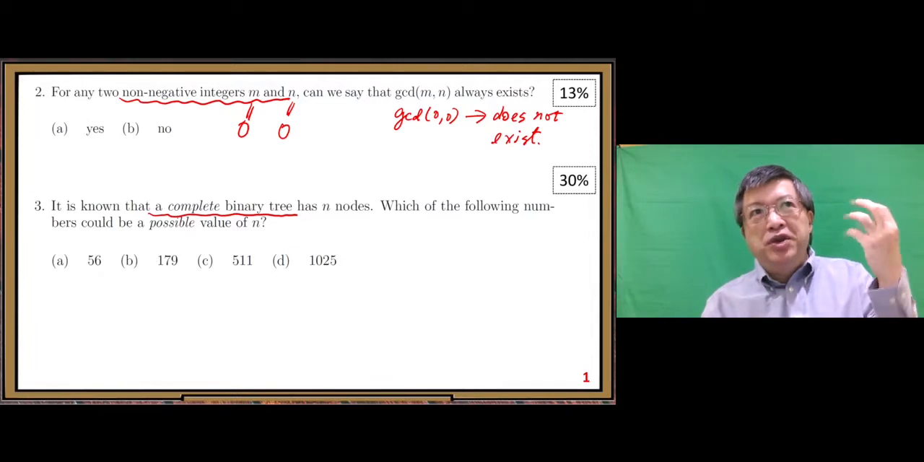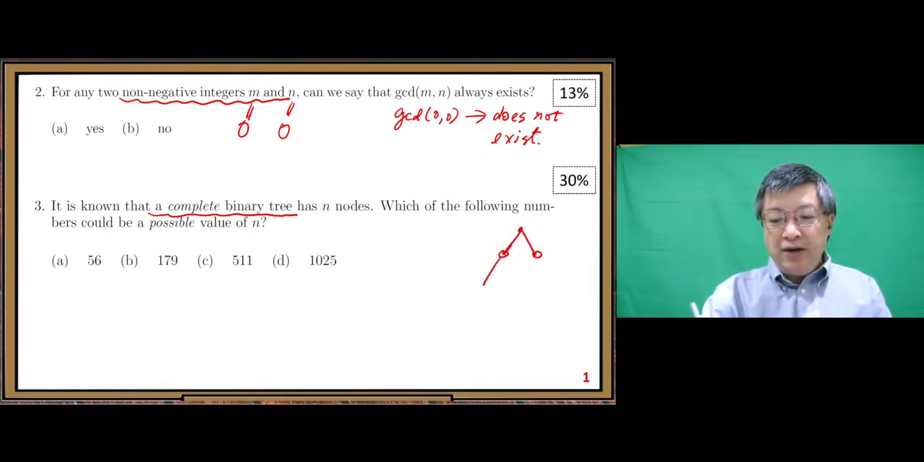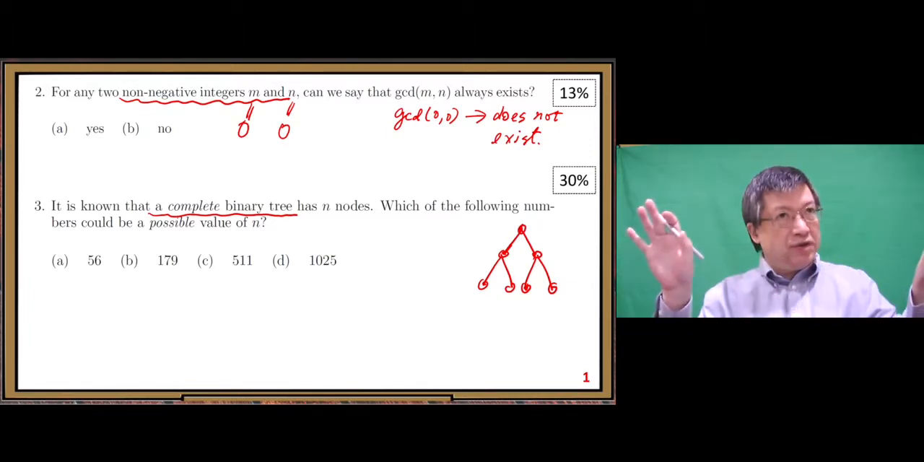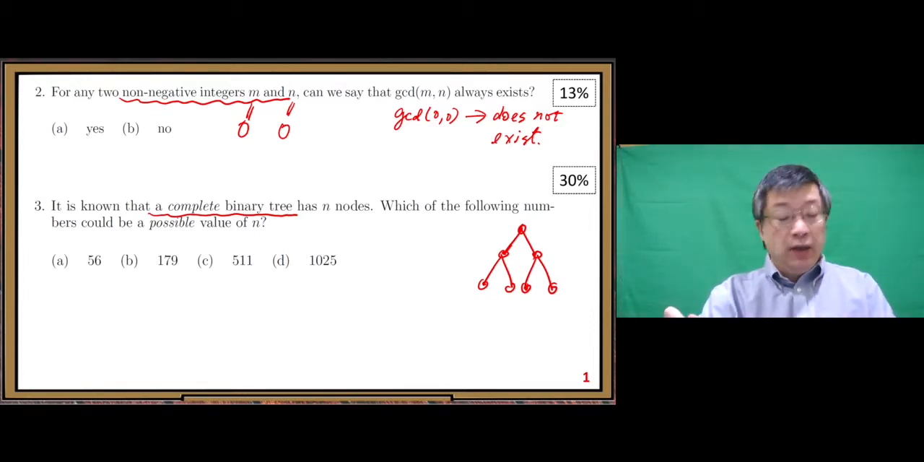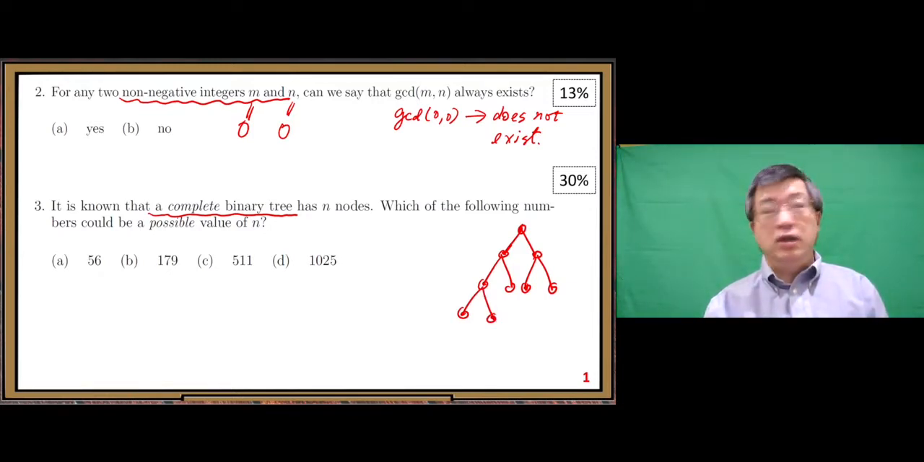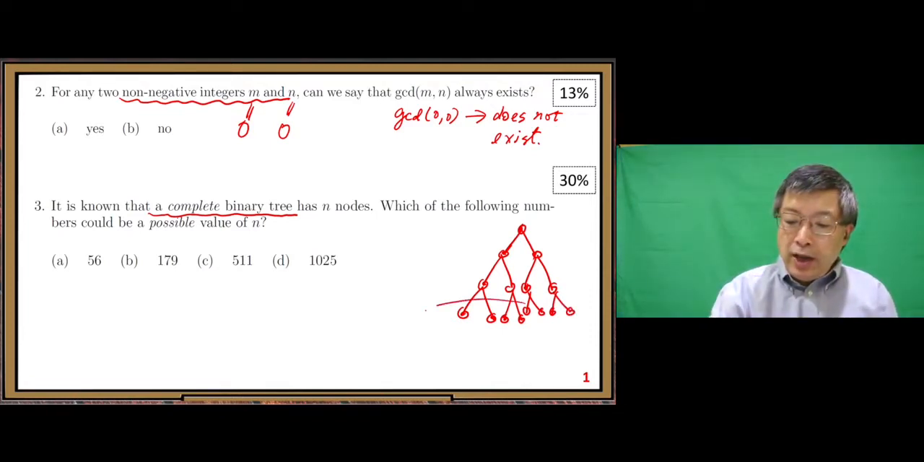Can you imagine in your mind, or draw on scratch paper, a complete binary tree? When you draw a binary tree, level by level, all the levels are full. So it cannot be like this. This is not a complete binary tree. The bottom level is not full. For this case, you need to add all the possible nodes at the bottom level.